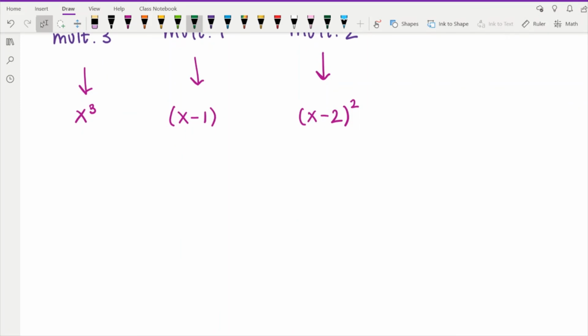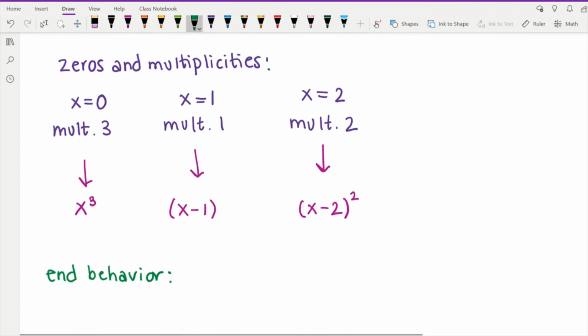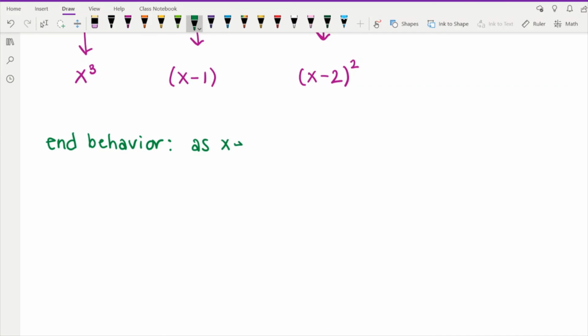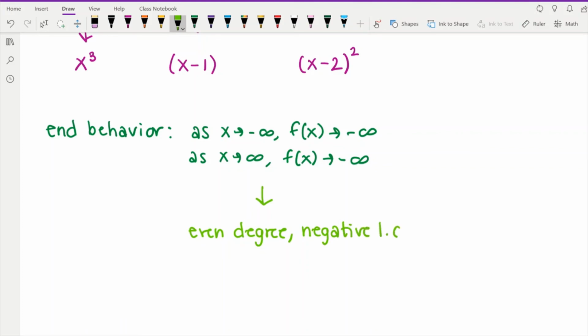Okay, so what is our end behavior? So let's identify that, and then we'll see how we can put all these pieces together. So based on our graph, what is the end behavior? Well, both of the ends are going down, right? So we can see that as x approaches negative infinity, f of x approaches negative infinity. And also as x approaches positive infinity, f of x approaches negative infinity. And so what does that tell us? That tells us that we must have an even degree, and we must have a negative leading coefficient.